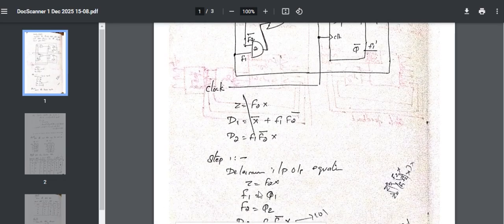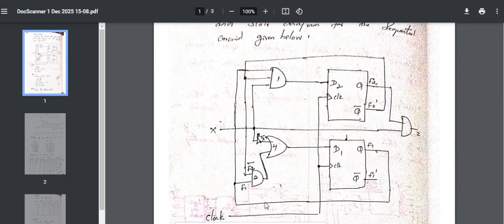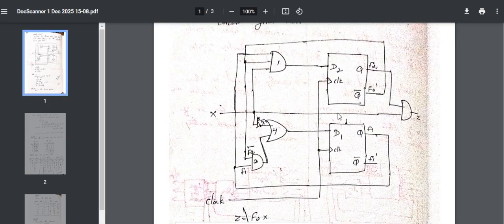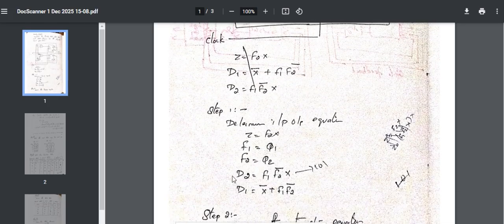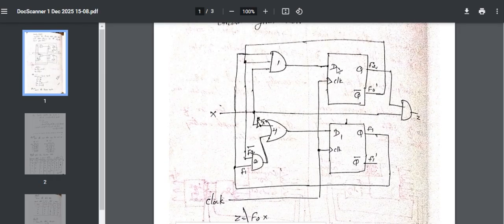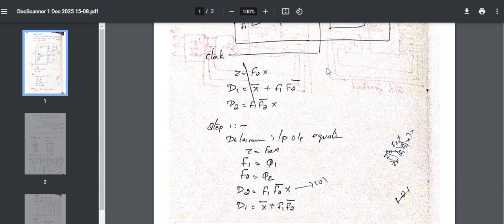Then F1. F1 is nothing but Q1. F1 is connected to the first flip flop, so F1 equals Q1, and F2 is connected to the second flip flop, so F2 equals Q2. Now D2: in this circuit, D2 is connected to a 3-input AND gate which is connected to F1, F2 bar and X. So we get D2 equal to F1 F2 bar X.